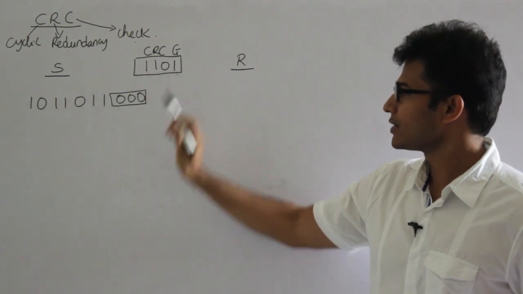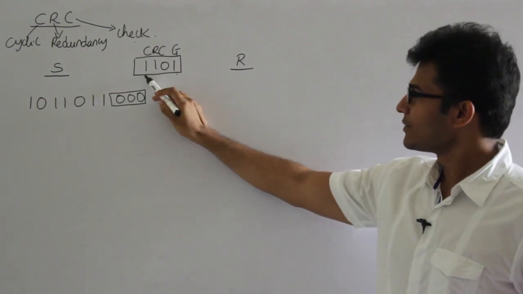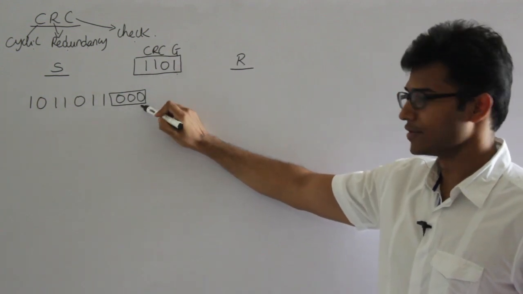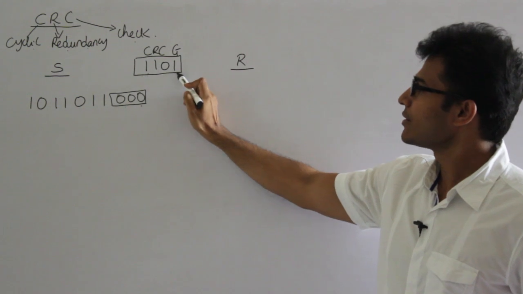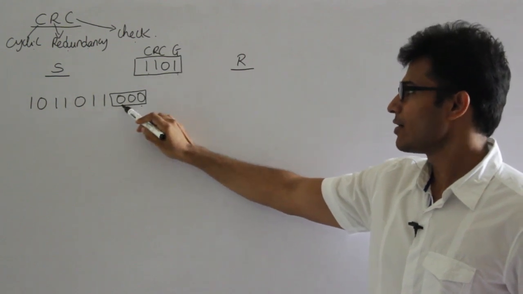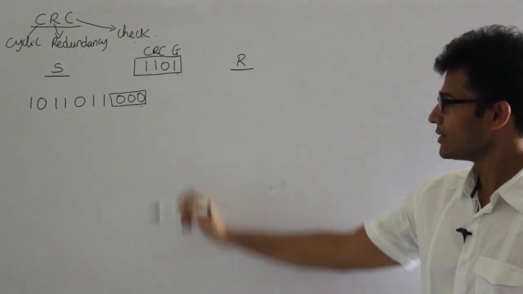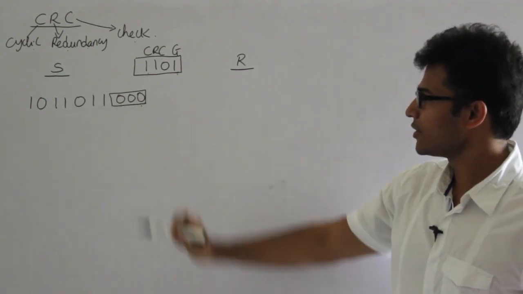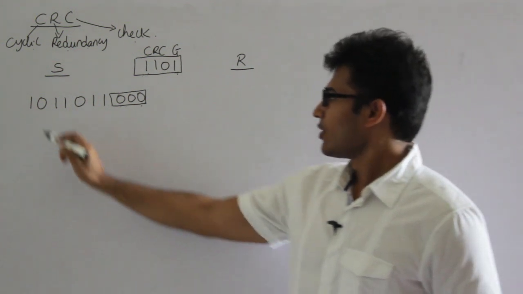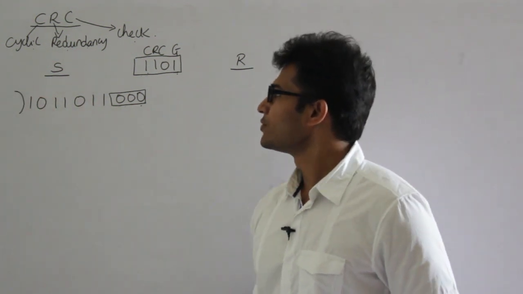Why? If the CRC generator is 4 bits. In case the CRC generator is 5 bits, we add 4 zeros. In case the CRC generator is n bits, we are going to add n minus 1 zeros. And this 3 bits is the CRC we are going to get. Now we are going to apply exclusive ORing.